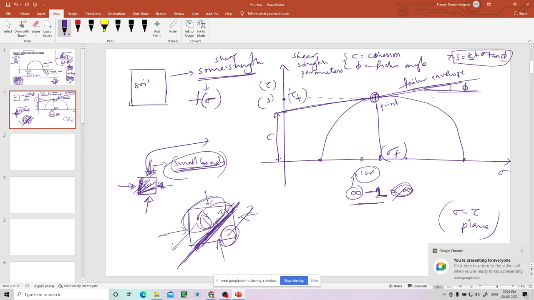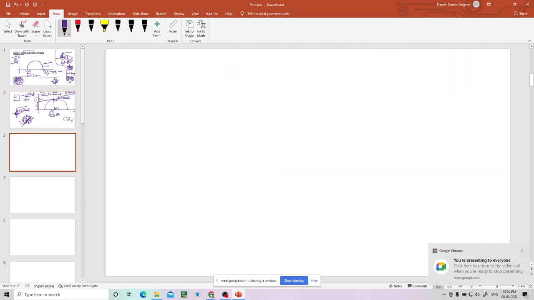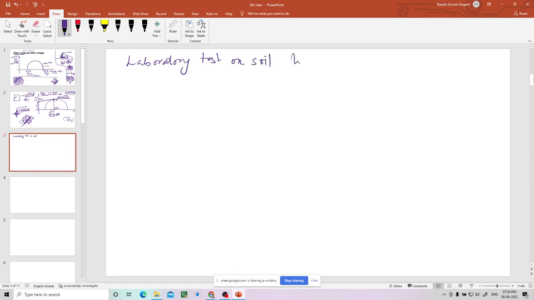Anyway, moving on, we'll derive some formulas out of it. See, generally there are some laboratory tests on soil to find c and phi, which are strength parameters.